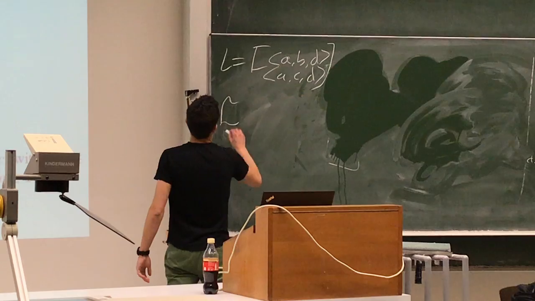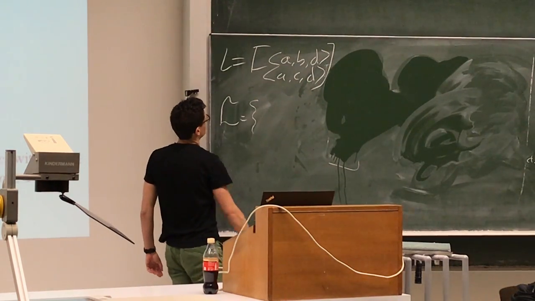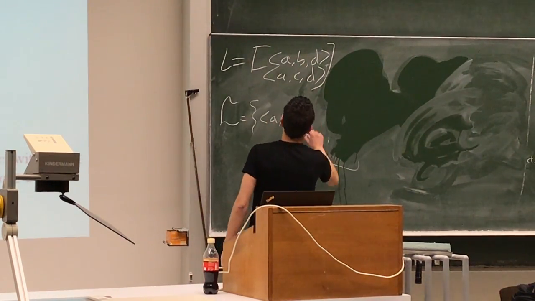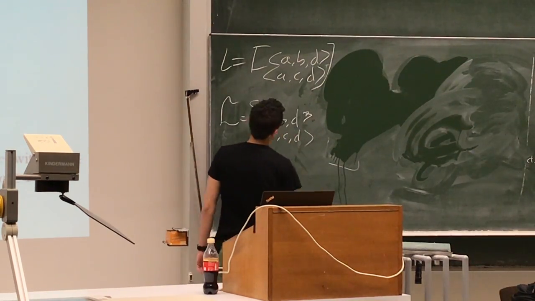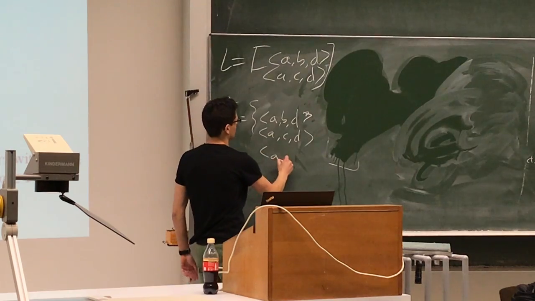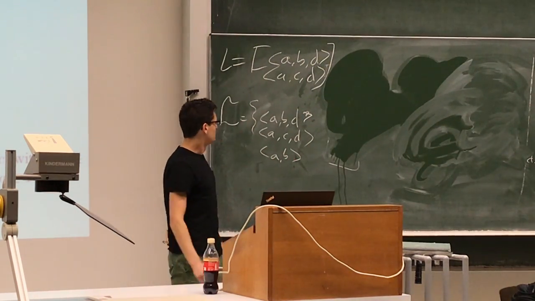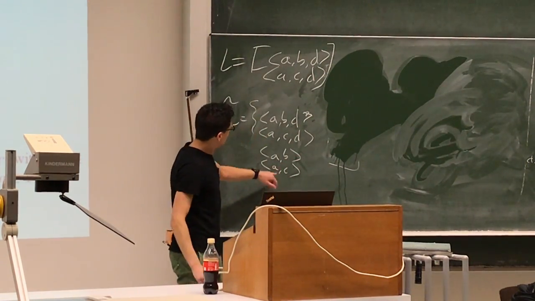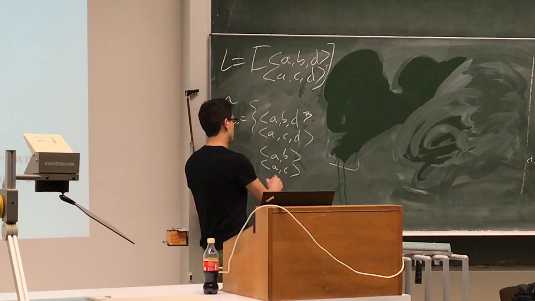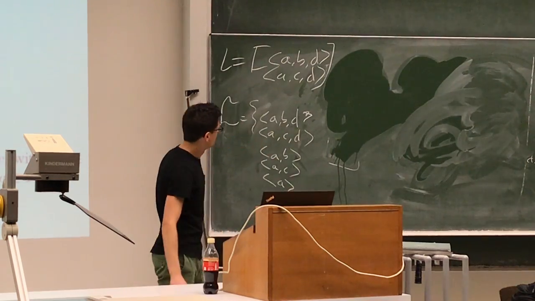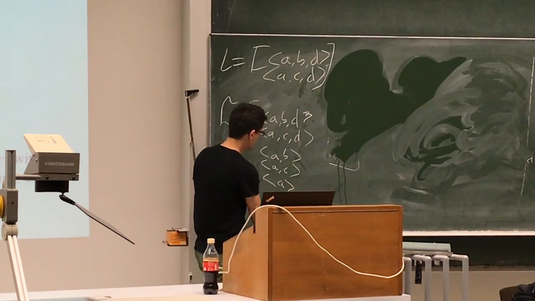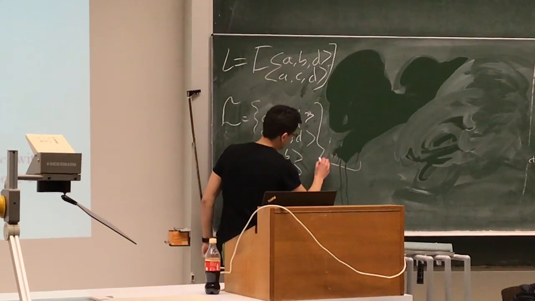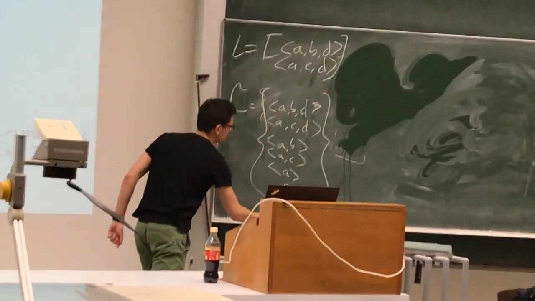So the prefix-closed language L is the set of sequences, and I'm going to build it up from big to small. We have ABD and ACD. The prefix of ABD is AB. Prefix is just remove the last element. So we have sequence AB. Prefix of ACD is AC. Prefix of AB is A. Prefix of AC is also A. Prefix of A is the empty sequence, which we write like this. This is our prefix-closed language L on the basis of the event log.